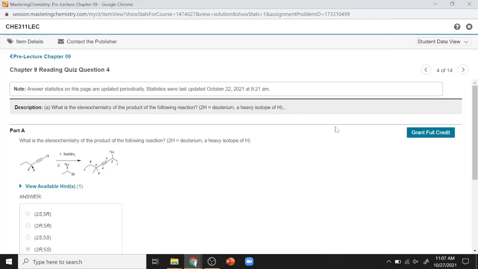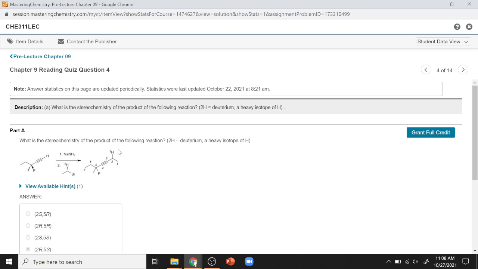So what is the stereochemistry of the product of the following reaction? A 2 in front of the H, like so, would mean a deuterium. Usually they put a bond going to a D, that capital D. But in this case, they labeled it isotopically, meaning it's a hydrogen with a mass of 2, which is where the name deuterium comes from. Duo, 2, right?